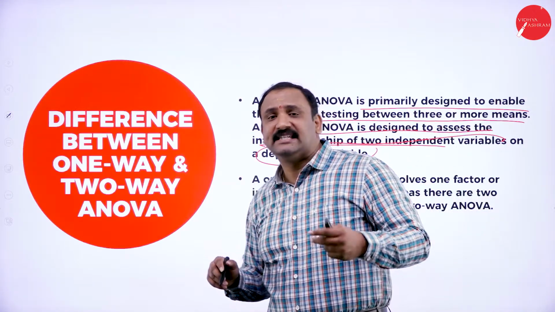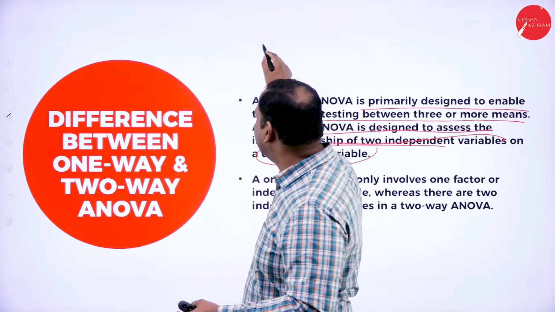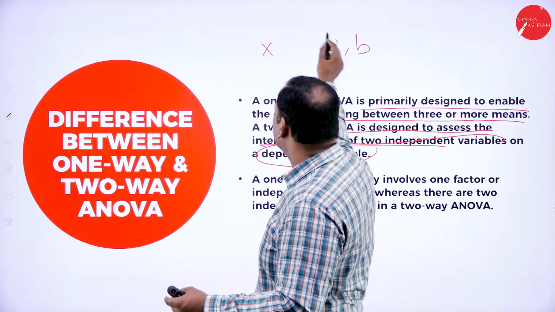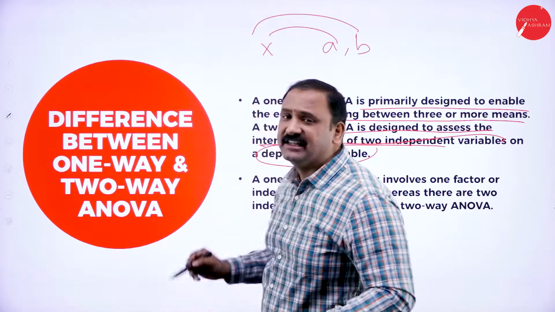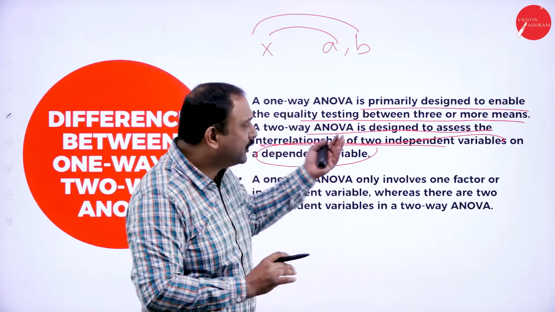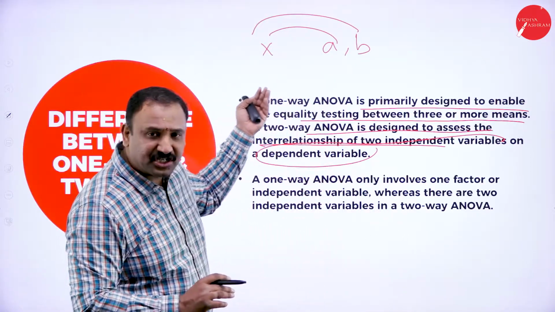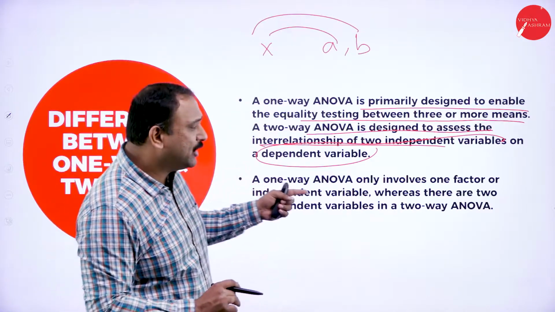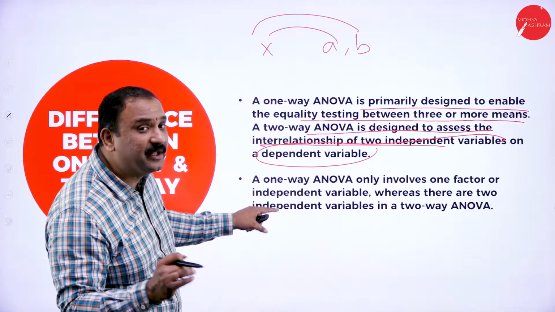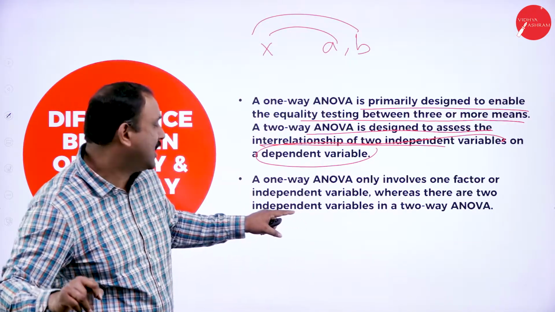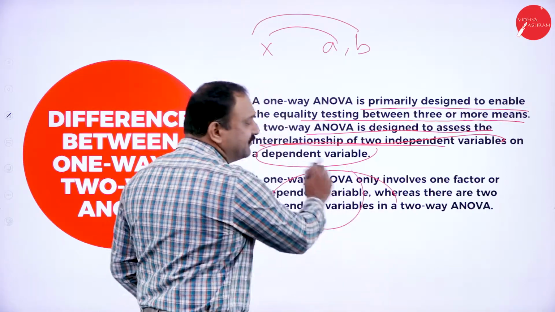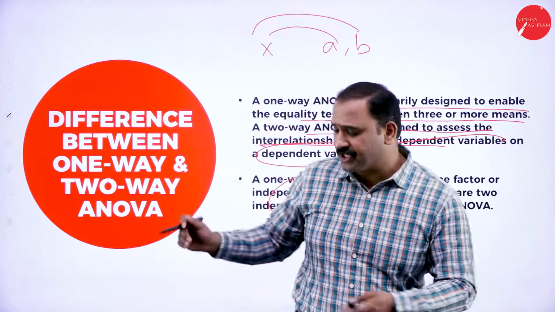So now, let's say that X is the dependent factor and A and B are 2 independent factors. So we are going to see the dependency factor. In what way are they related? In what way are they going to assess the interrelationship factor here? The one-way ANOVA involves only 1 factor or an independent variable, whereas the two-way ANOVA will have 2 independent variables. So that's why there is a difference that is coming into picture here.